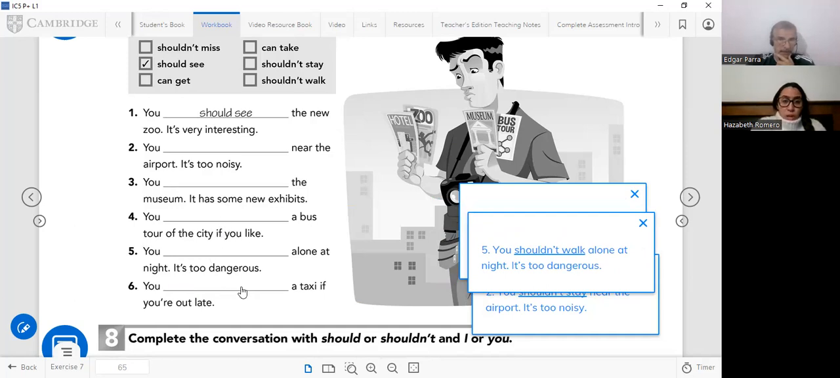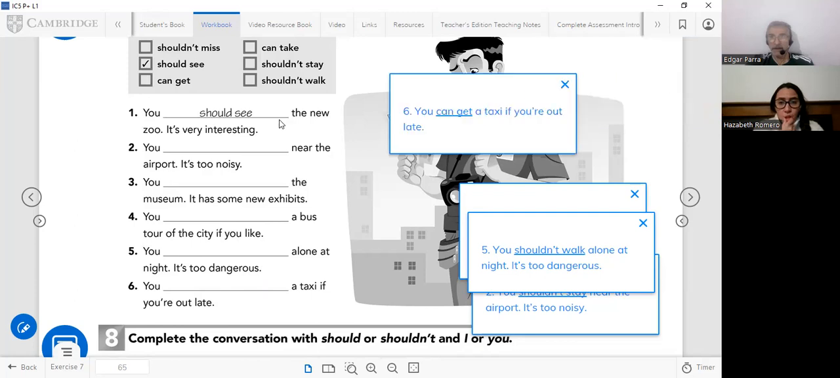But tell me, number 6. You can take a taxi if you are out late. Okay, you can say take a taxi or you can get a taxi. Can you use them interchangeably? Because you can also say, you can get a taxi if you're late. Well, I would use either of them.